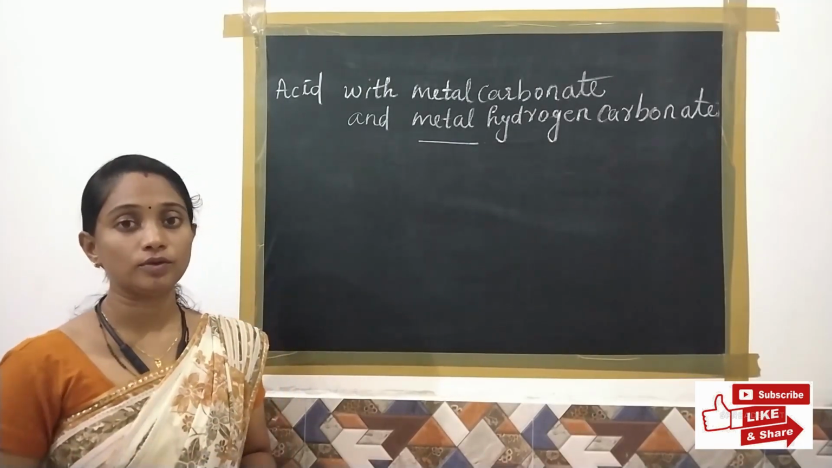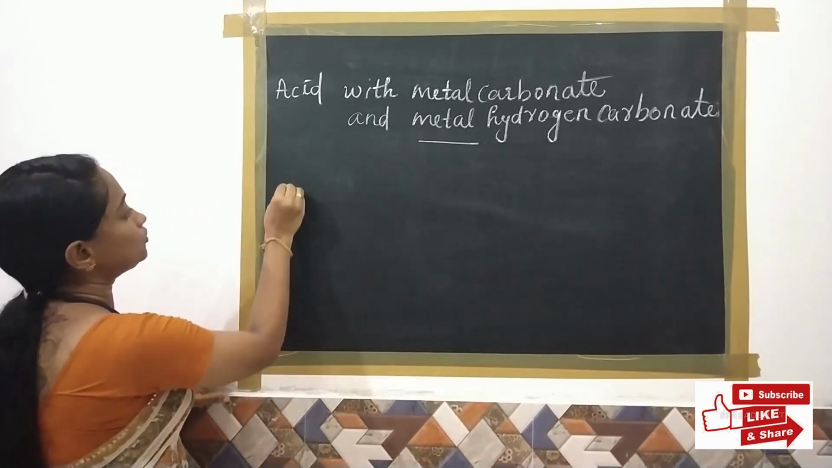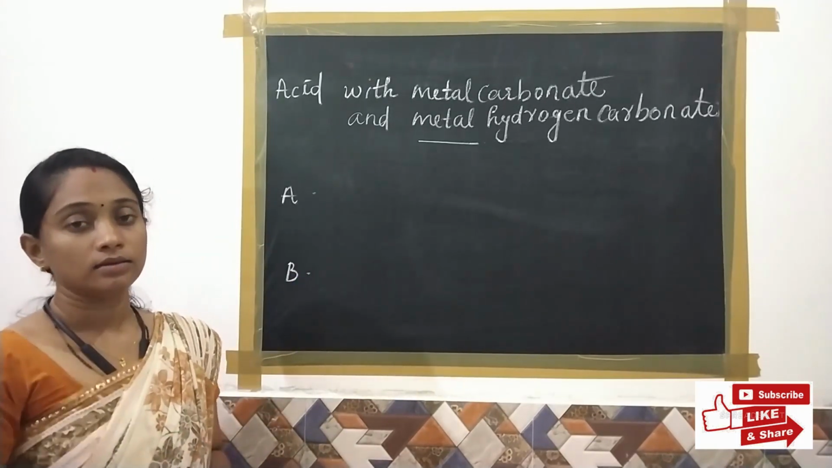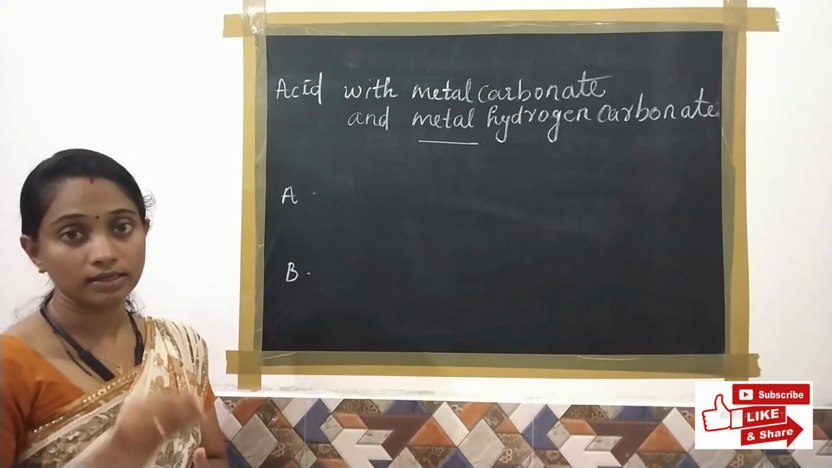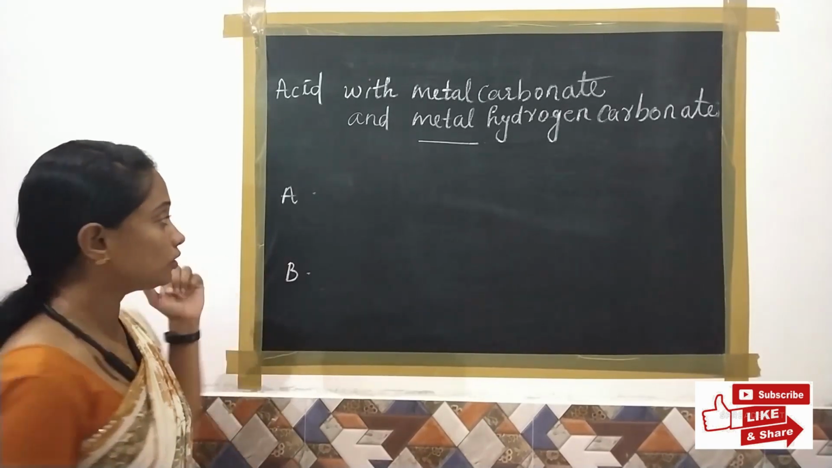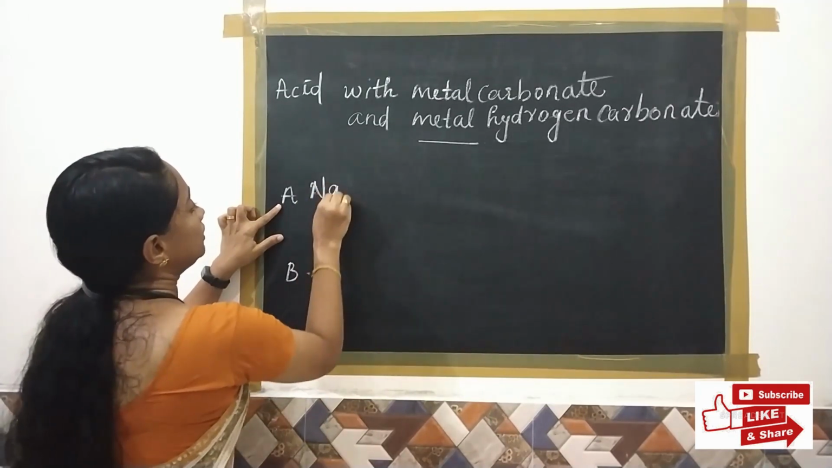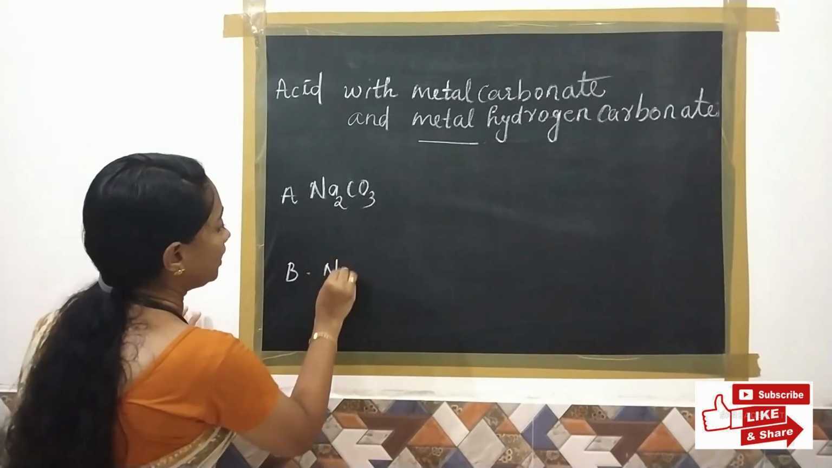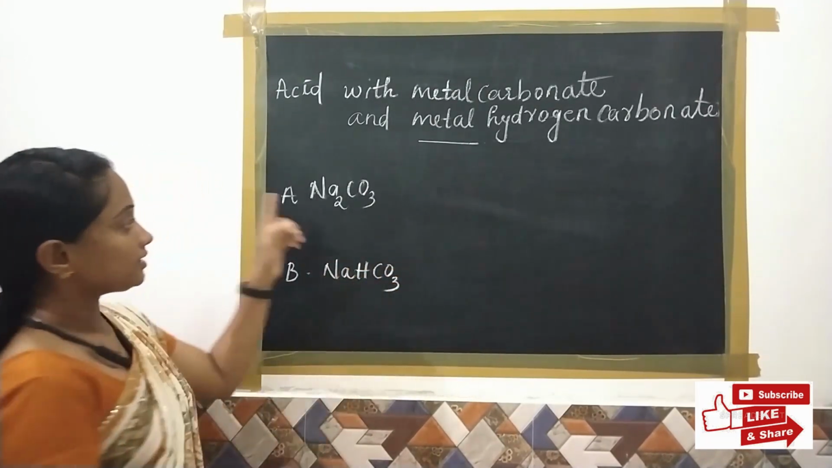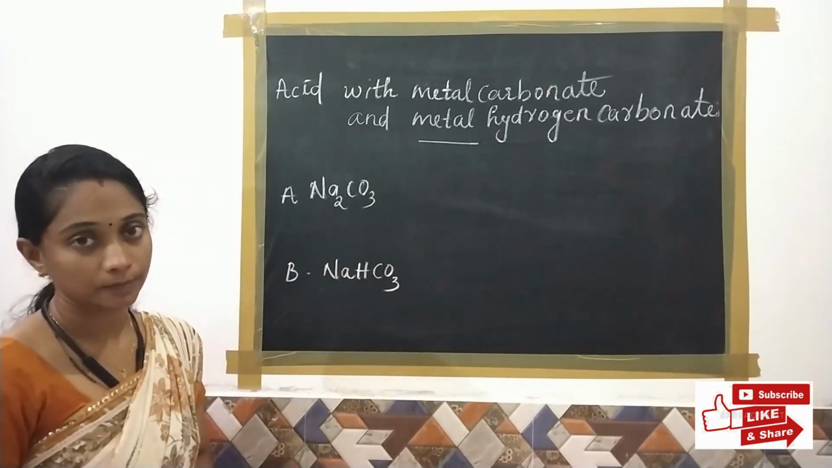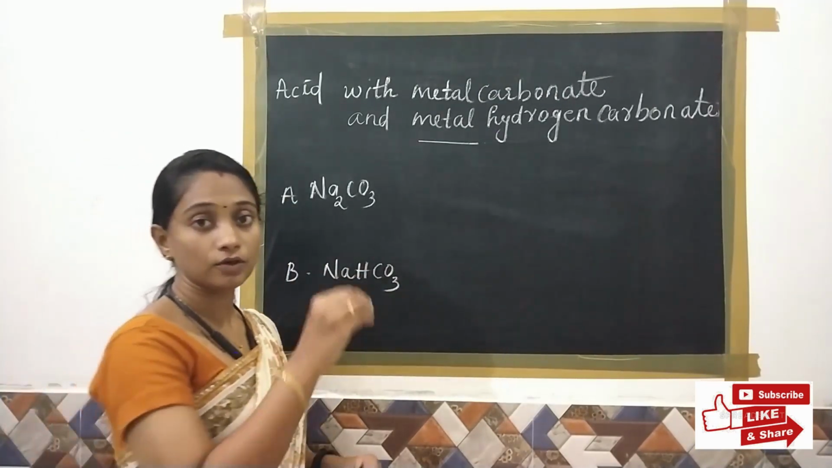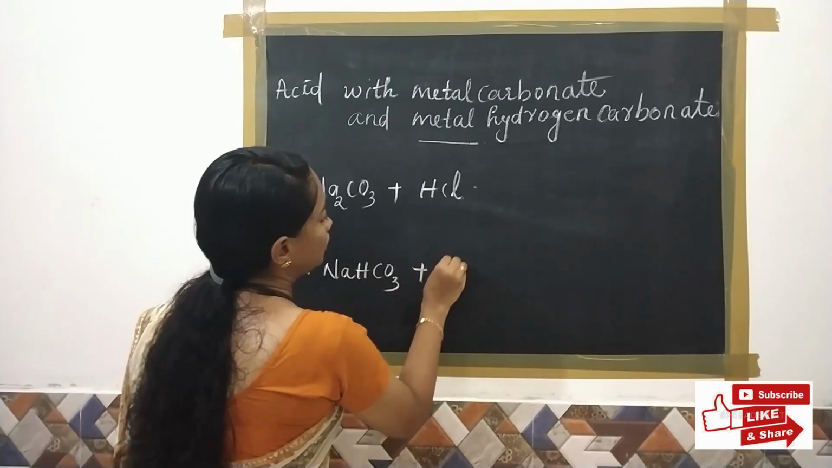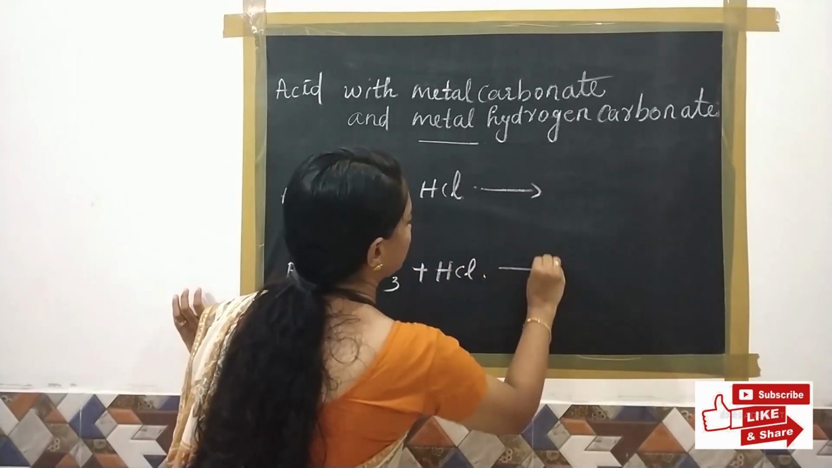In this activity, we want to take two test tubes, test tube A and test tube B. Take 0.5 gram of sodium carbonate and sodium hydrogen carbonate, one in each. In the first test tube we take sodium carbonate, that is Na2CO3, and in the second test tube we take sodium hydrogen carbonate. One is a metal carbonate, the other a metal hydrogen carbonate. Then add 5 ml of hydrochloric acid to both test tubes. Let us see the reaction.